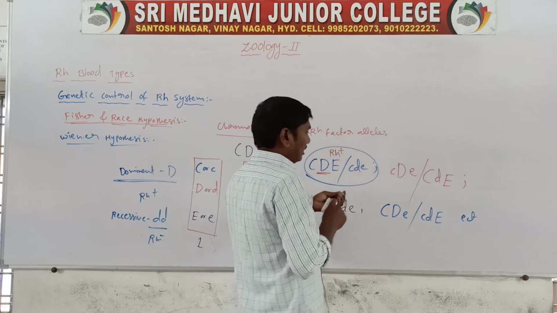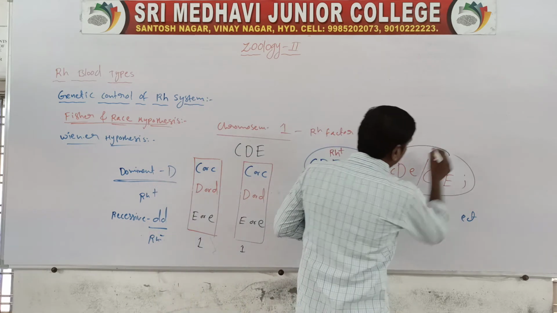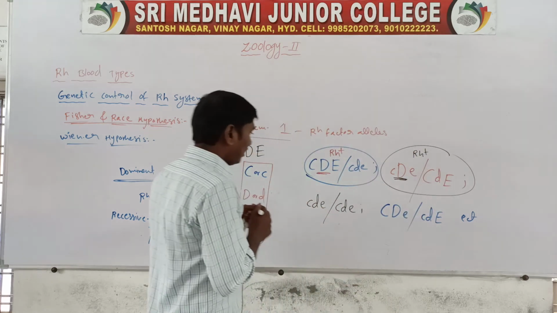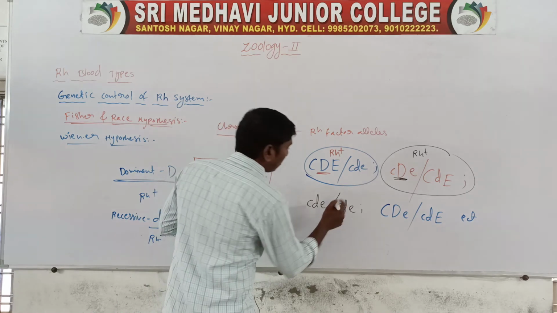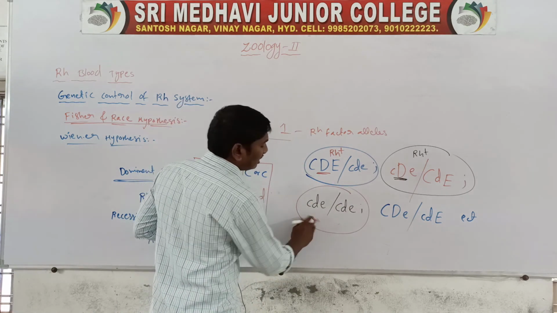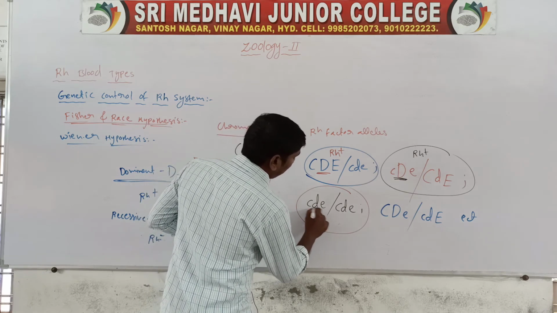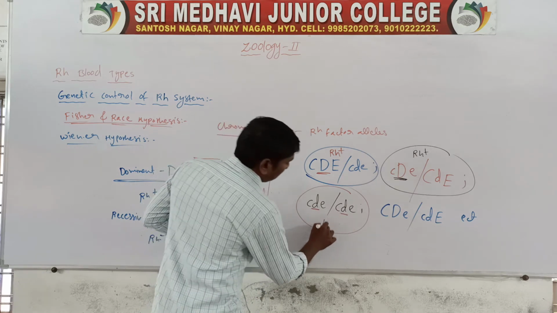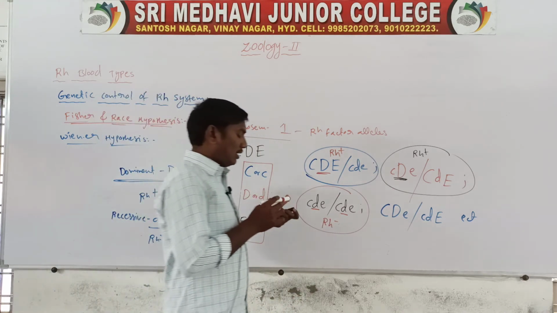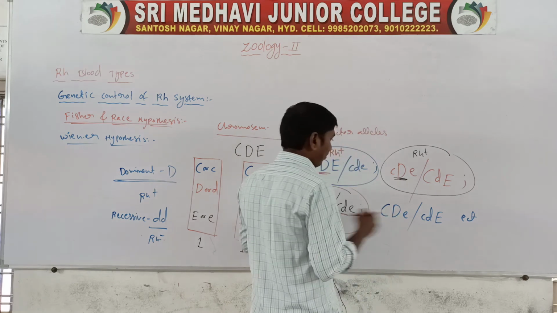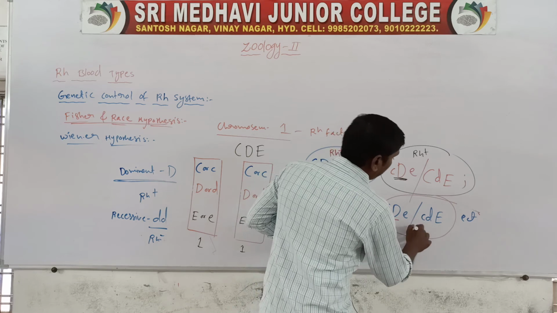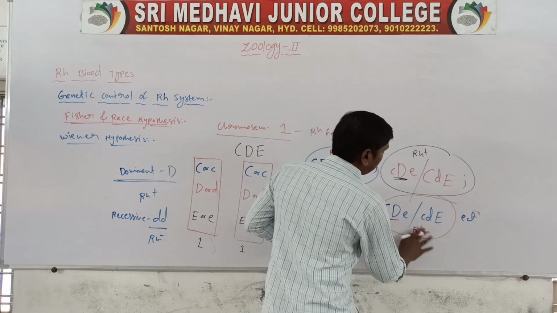Next one, this blood group also contains the dominant D, so it is called Rh positive. Next one, in these persons they contain two recessive d's, so they are called Rh negative blood group. Next one, in these persons they contain a dominant D, so they are called Rh positive.